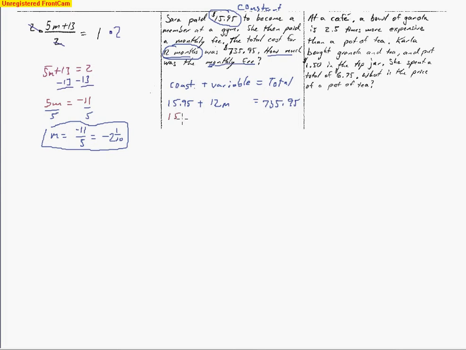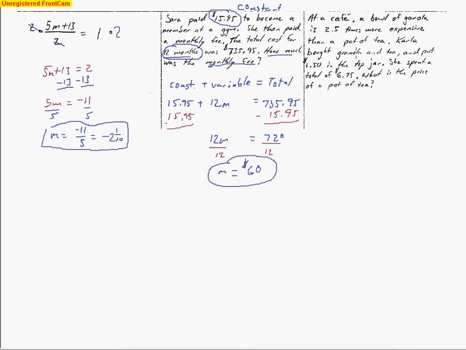Just isolate the variables. I'm going to leave the decimals in there because, as you see, the decimals will cancel out when I do that subtraction. So this will leave me with 12m equals 720. So now we're ready to do some division. Divide by 12 on all sides. So we've got now m equals 60. So $60, that was the monthly fee. And that's all they're asking for in this problem.